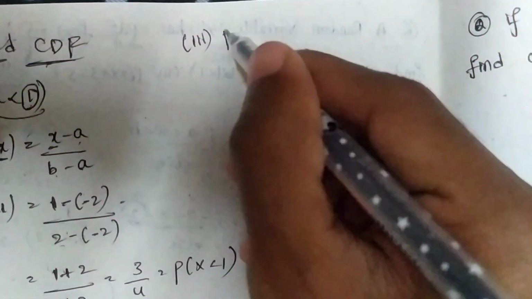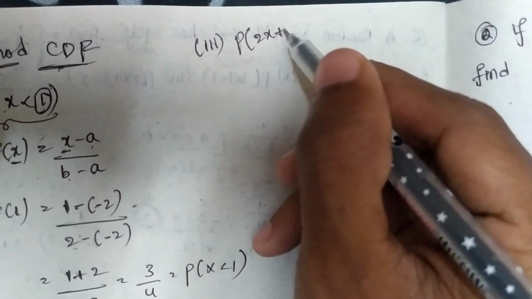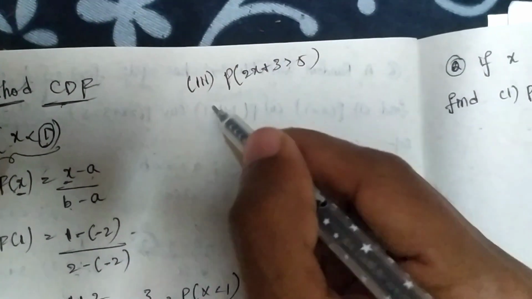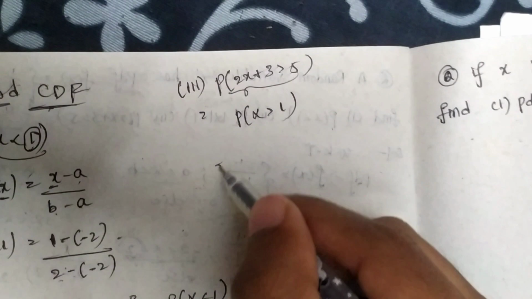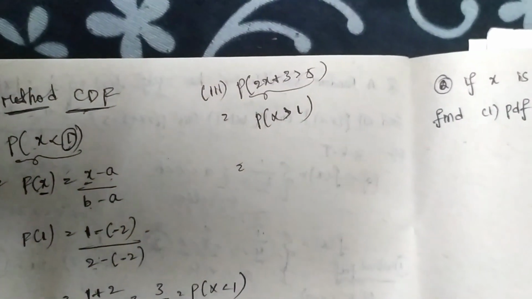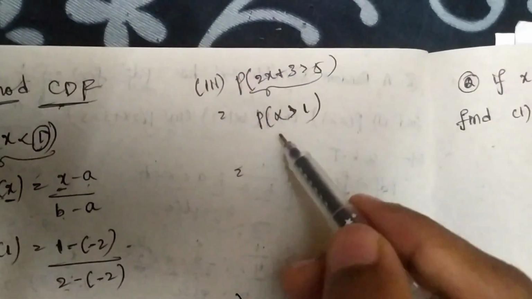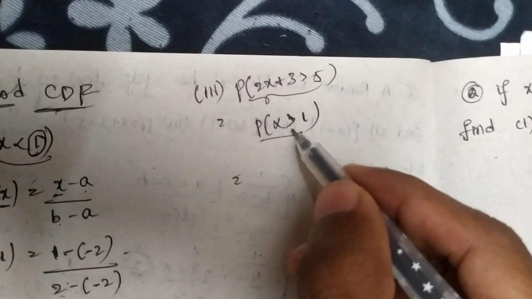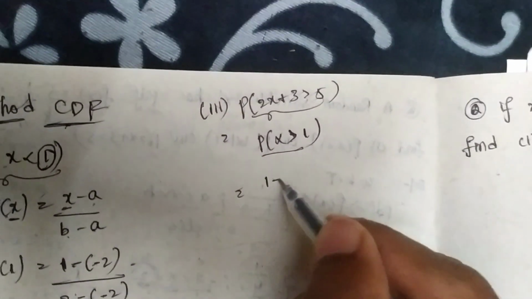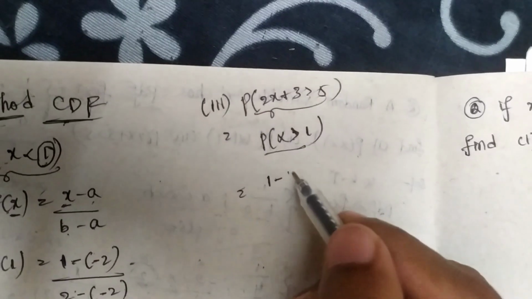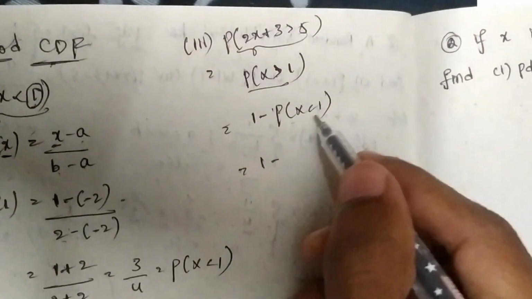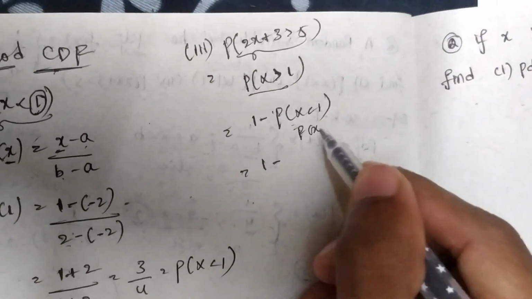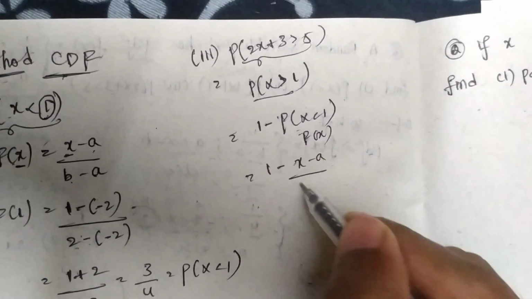For the third one, that is P of 2x plus 3 greater than 5, we do as before, and this came as x greater than 1. In the CDF, the key point we learned is that in the second method, if there is a greater than, we have to change it into the less than type, that is 1 minus P of x less than 1. 1 minus P of x less than 1 means F of x. The formula is x minus a by b minus a.